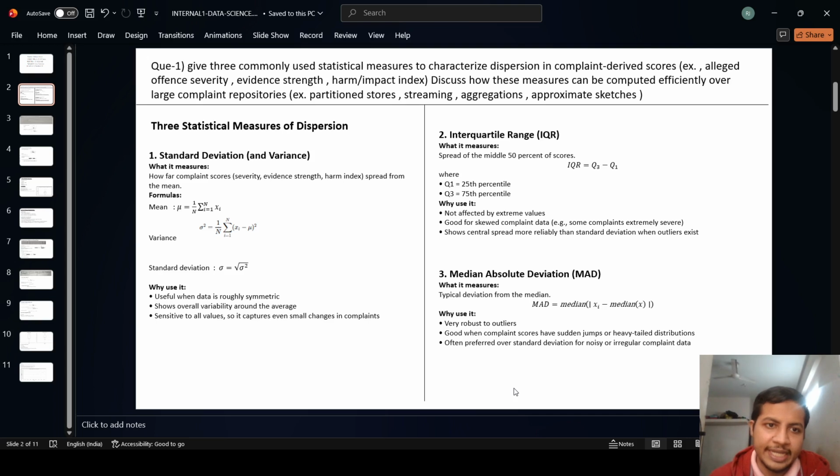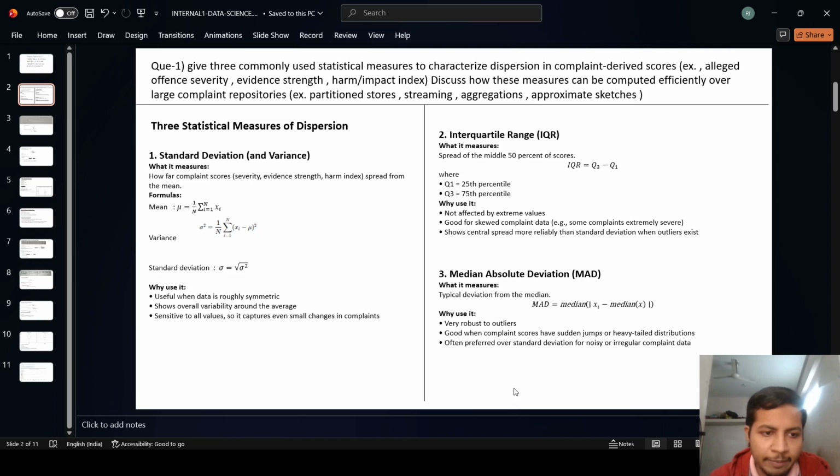So, three statistical measures of dispersion. Number one is standard deviation and variance. What it actually measures: how far complaint scores, severity, evidence strength, harm index spread from the mean. The formula for mean is 1 by n summation from i equal to 1 to n of x i, and variance is 1 by n summation of i equal to 1 to n of (x i minus mu) whole square. Standard deviation is sigma, which is equal to root of sigma square.